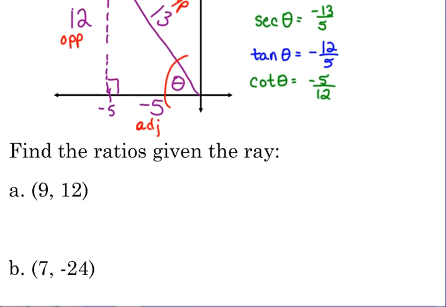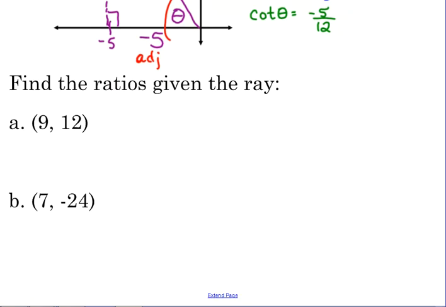Okay, so let's do a couple more just to make sure we've got it. Okay, 9, 12, we are in the first quadrant. So let's see here. 9 would be the distance here. There's our ray, there's the line. 12, right angle. Theta's down here in the corner. 9, 12, what would be the hypotenuse?